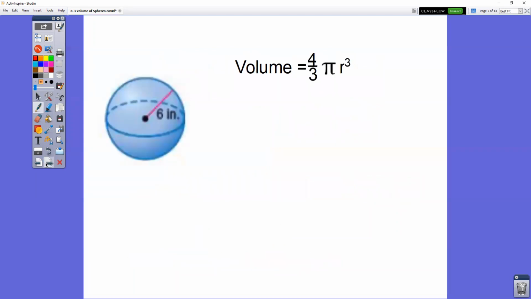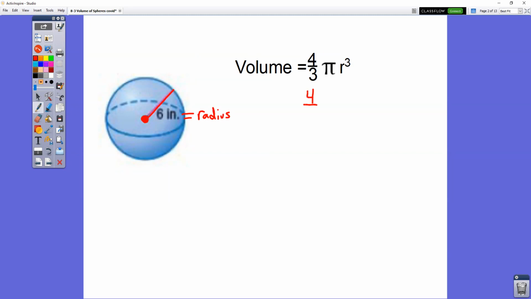So taking a look at these, this is a picture of a sphere. Again, it's like a ball, like a baseball or a softball or a basketball. So this is our radius right here. Our radius goes from the center of the sphere out towards one of the edges of the sphere. So this goes halfway across the sphere. That means that this 6 is our radius. So we're going to take that and sub it into the formula.